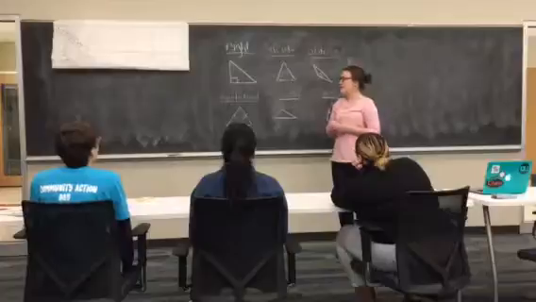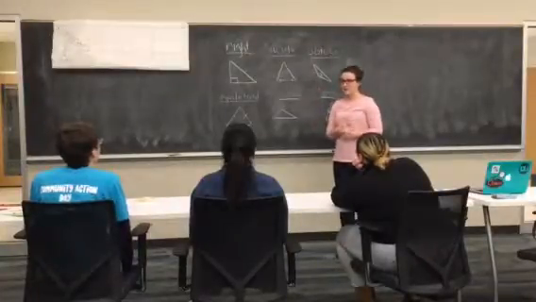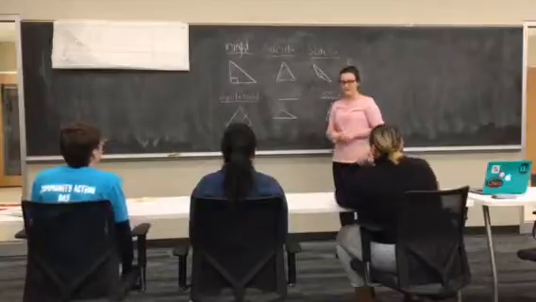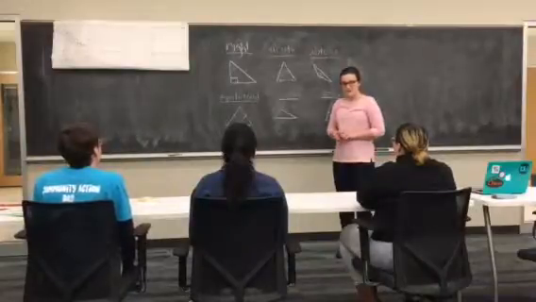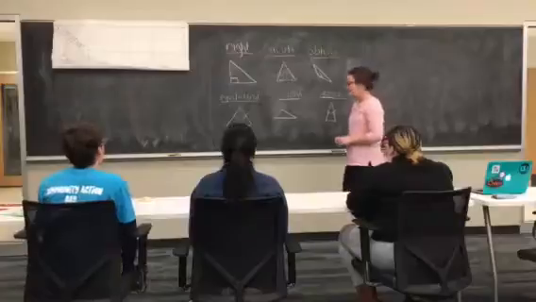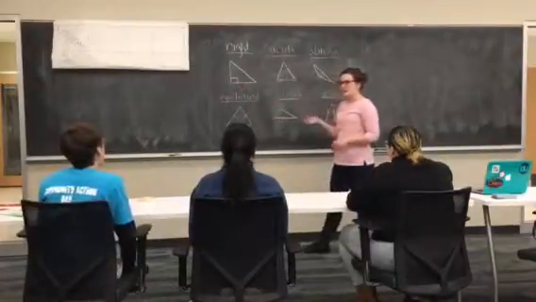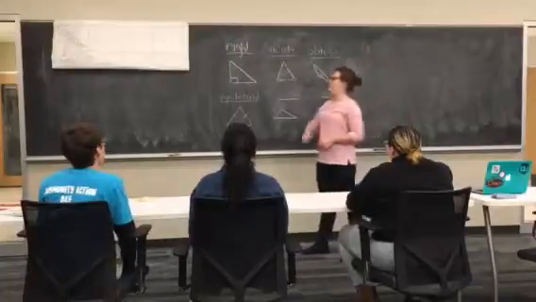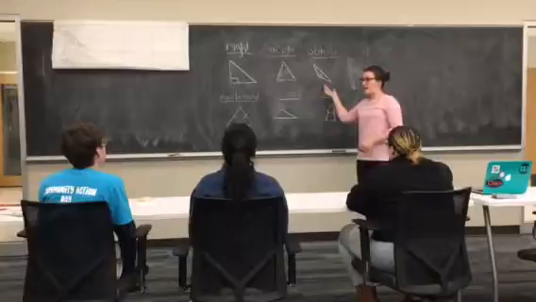Can anyone tell me why, with right angles, there can only be one in a triangle? Because if you had more than one, then it would be more than 180 degrees, and that's not a triangle. Right, so triangles have 180 degrees, and if right angles are 90 degrees and you have two of them, that's already 180 degrees and you don't have any room for your third angle. Same with the obtuse, because it's even bigger than a right angle.